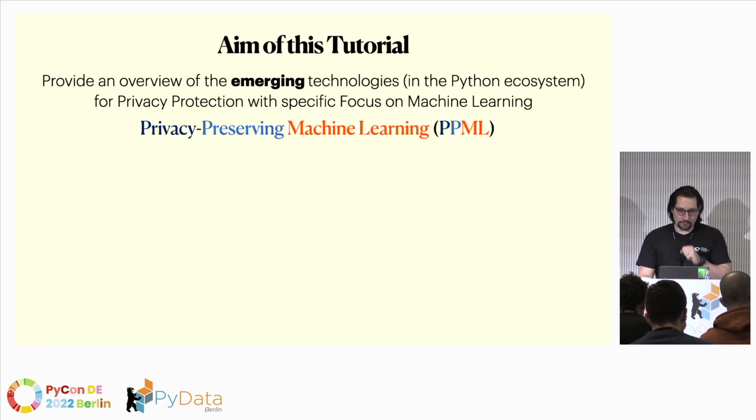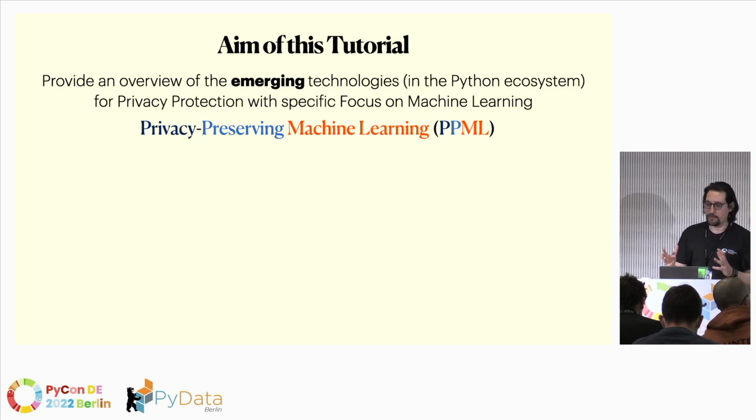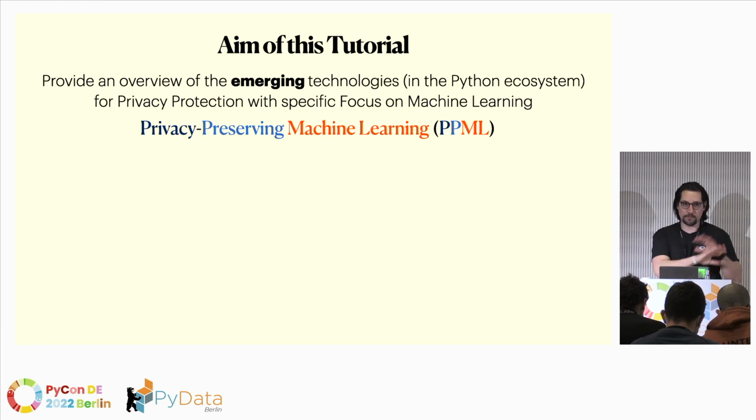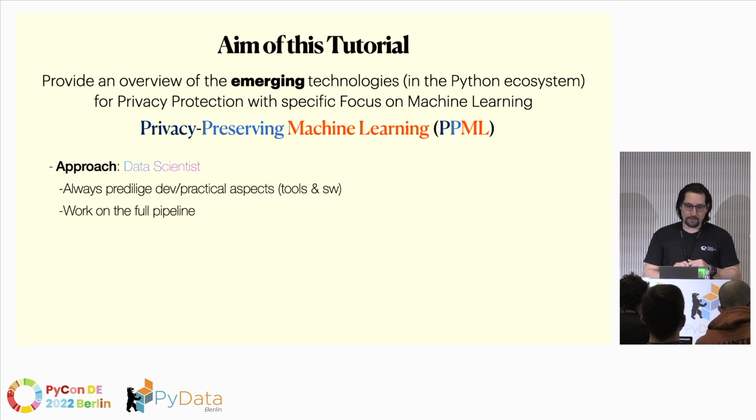The aim of this tutorial is to provide you an overview of the emerging technologies in this area, which is known as privacy preserving machine learning. In particular, we're going to focus on the Python ecosystem. There's lots going on around the data science world, but we're focusing on Python. The approach I'm going to use is the data scientist approach, so we want to always privilege the development and the practical aspects of the thing.